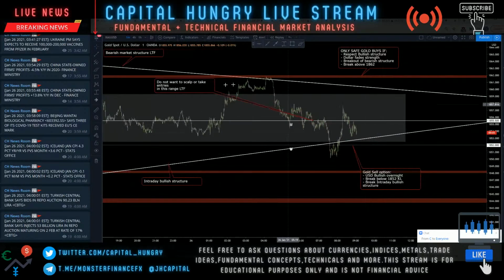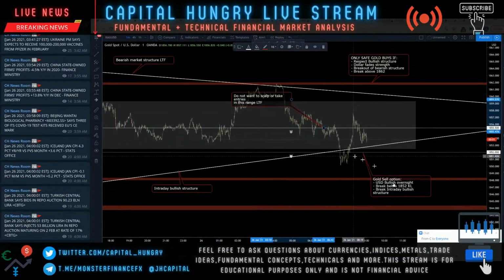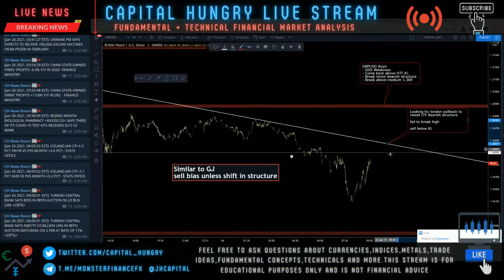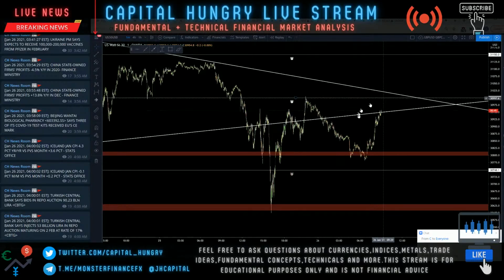Gold looking like it, we didn't want to play gold in this intraday range. You can see why. It's at the same price point from the start of pre-London hours. GU, we're still waiting for the retest of 1.365. US30, no safe buys above 31K yet. It's just playing around that retest point of the broken bullish structure and bearish structure.